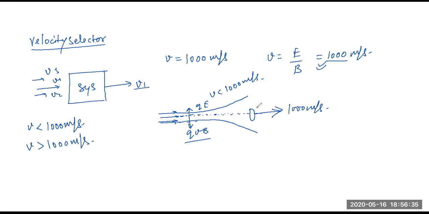Very good. So only the velocity which you want, that is 1000 meters per second, is the velocity which you will get at the output. All other velocities will get deviated and there will be no path for them to move forward. And this device is what you call a velocity selector. Got it or not? I'll give you 1 minute, just see it. If you're getting stuck anywhere, just ask.